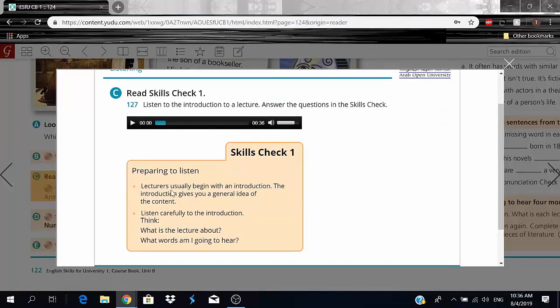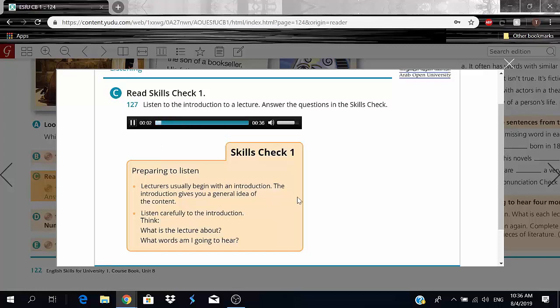So here we have: lectures usually begin with an introduction, okay? The introduction gives you a general idea of the content. You've got to listen carefully to the introduction and think about what the lecture is about. What is the professor going to say? I need to have these thoughts going through my head before the lecture actually starts. And what words am I going to hear, whether they're going to be new, how they are related to the topic. An introduction can give you a lot of details of what's about to happen in the next couple minutes. So let's give it a listen.